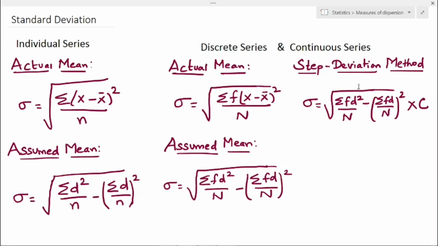So for finding the value of standard deviation in the case of discrete series, we have to either use actual mean or assumed mean. Now I am going to use this assumed mean formula. So that is sigma equal to square root of summation fd square by n minus summation fd divided by n the whole square. Okay.